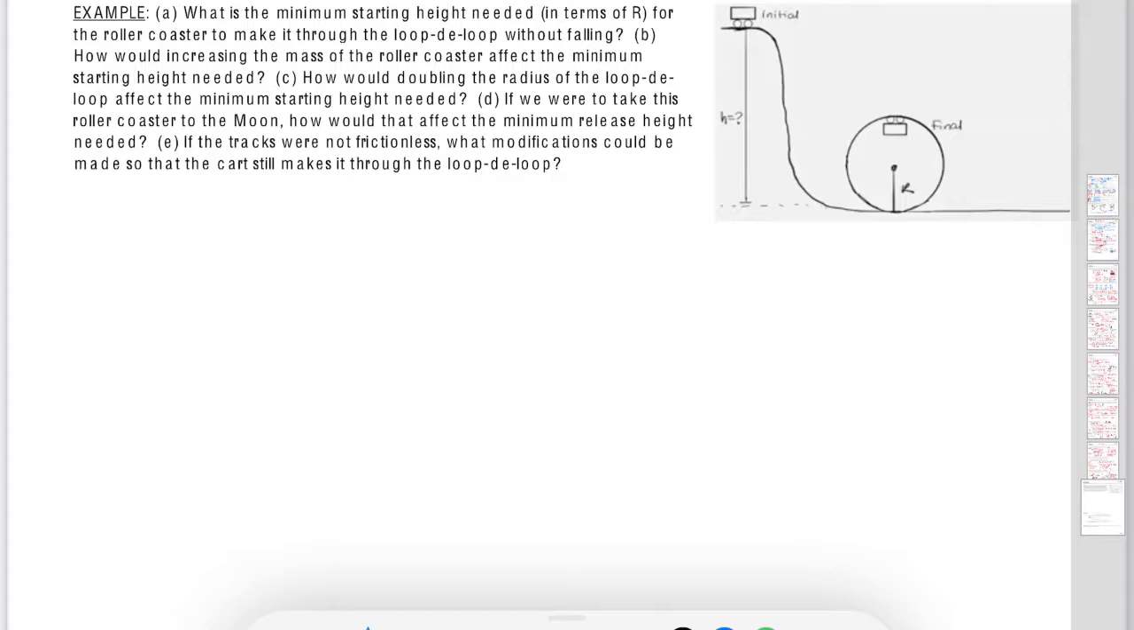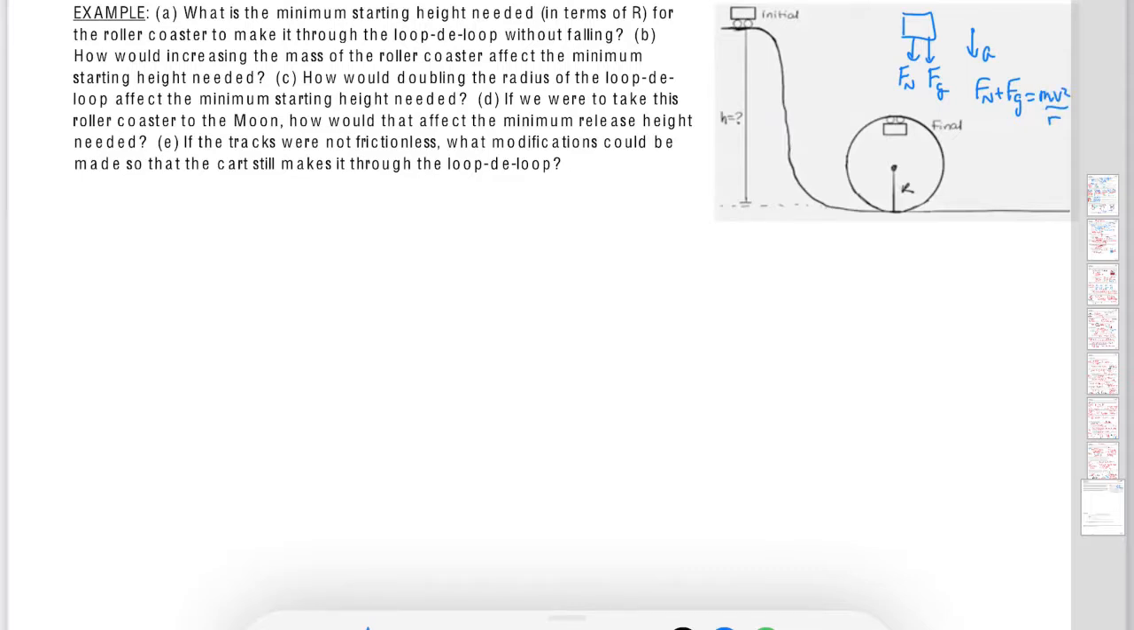And then if the tracks were not frictionless, what modifications could be made for the cart to get through the loop-the-loop? Now the first thing we need to know is how fast it's moving in the loop, or a relationship for that. And we're going to have to apply Newton's laws, with our Unit 3. At the top of the loop, it would have a normal force in and a weight down. But this is in a circle, so my positive is inside. So when I sum the forces, I get Fn plus Fg equals mv squared over r.